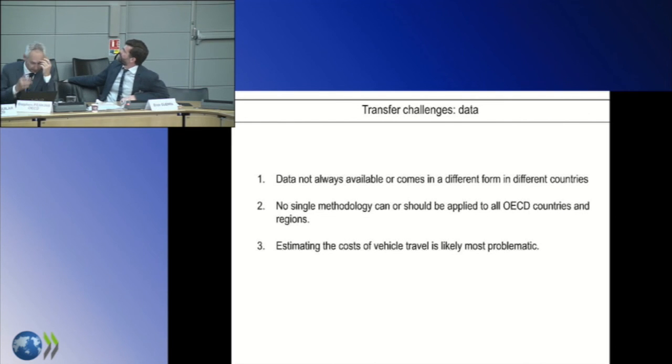A few other challenges: the data aren't always available, or they come in a different form in nearly every city. So there's not going to be an easy way to apply this to all OECD countries uniformly. And that's particularly problematic for predicting VMT. So predictions of VMT are going to vary substantially from city to city and country to country.